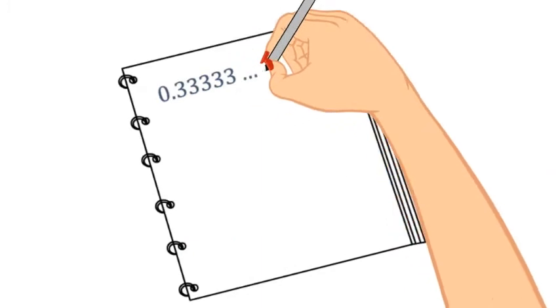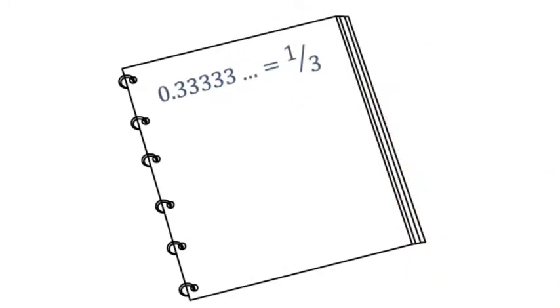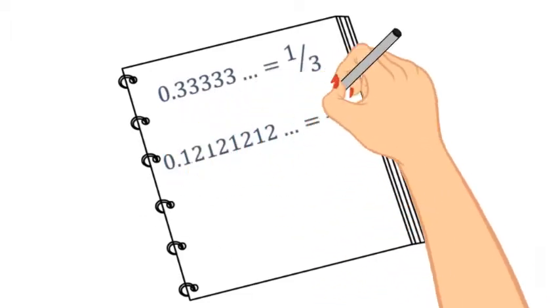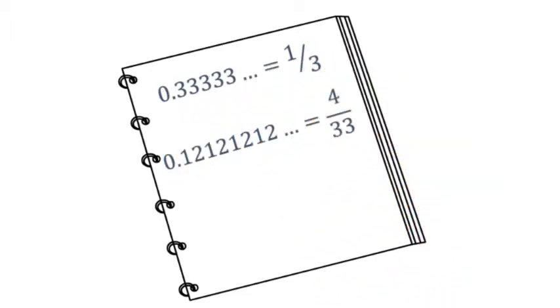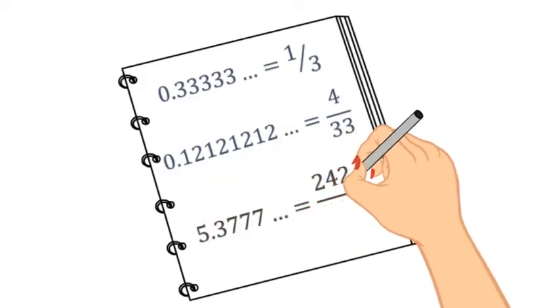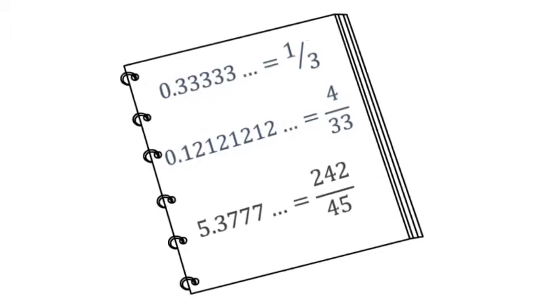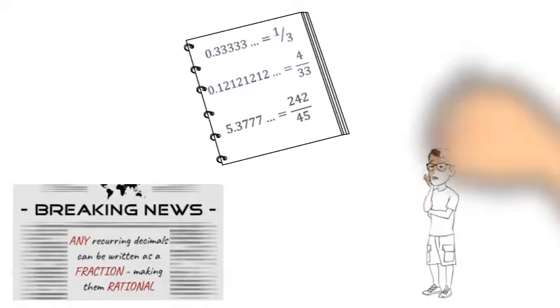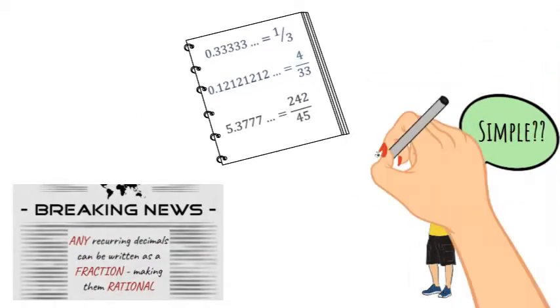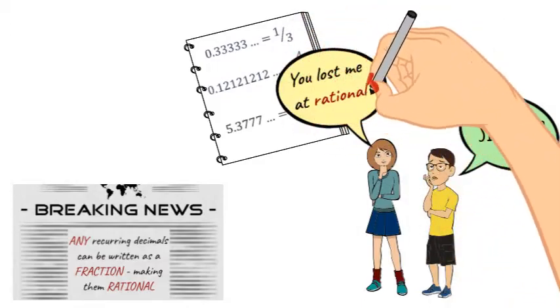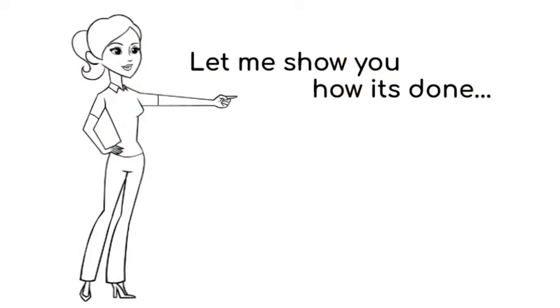Now you might be familiar with 0.3 recurring being 1/3, but in today's video we will be looking at how to convert 0.12 recurring into 4/33 and even some hard examples like 5.37 recurring and how that is equal to 242/45. And by the end of the video, hopefully you will find it simple. Let me show you how it's done.